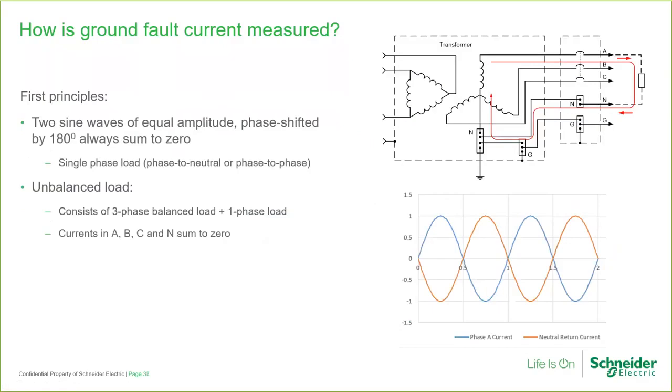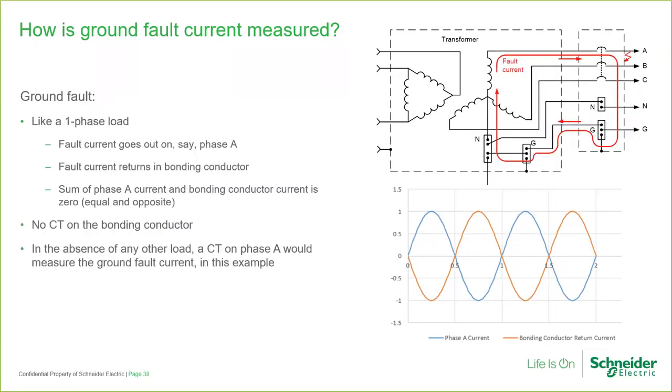Furthermore, 2 sine waves of equal amplitude, phase shifted by 180 degrees, always sum to 0. That's probably more obvious on this curve, 2 curves here. An example would be a single phase load, be it phase to neutral or phase to phase. So let's look at an unbalanced load. It consists of a 3-phase balanced load plus a single phase load. Each of those 2 components by themselves sum to 0. So the currents in A, B, C, and neutral sum to 0.